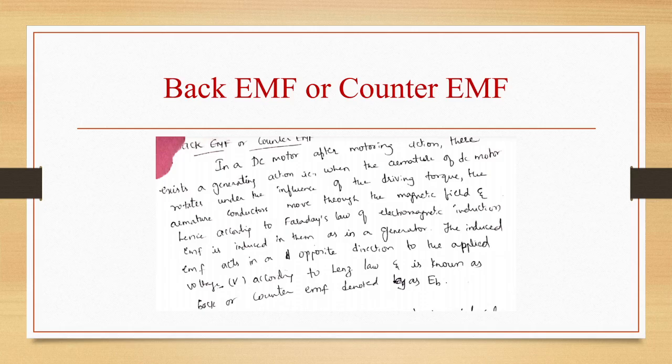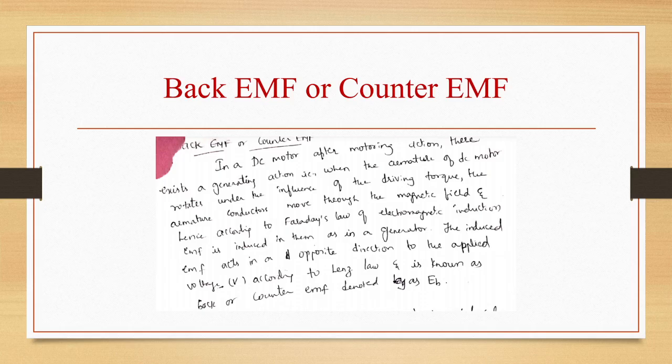Because the EMF equation we will see in the generator and the torque equation we will see in the case of a motor. So a motor is a machine which converts electrical energy into mechanical energy, and its principle of operation is based on the fact that whenever a current carrying conductor is placed in a magnetic field, it experiences a mechanical force, and the direction of this force is given by Fleming's left hand rule, and the equation is given as F is equal to BIL.